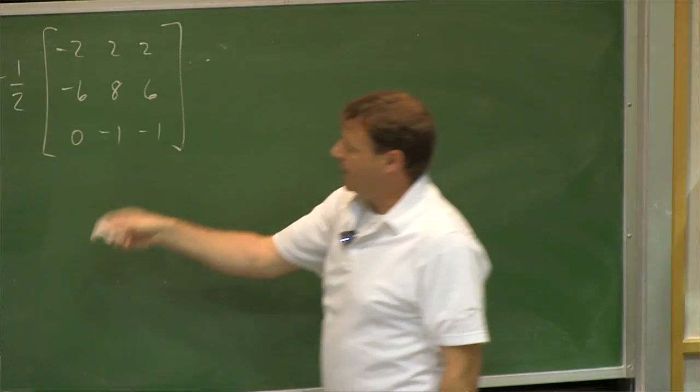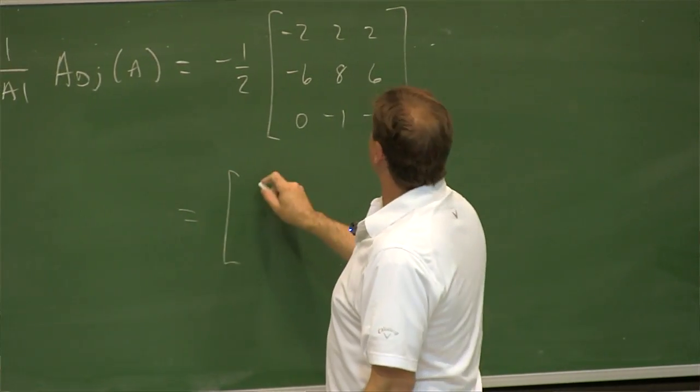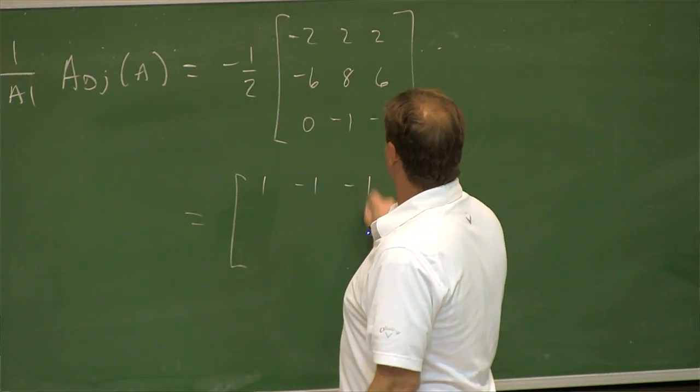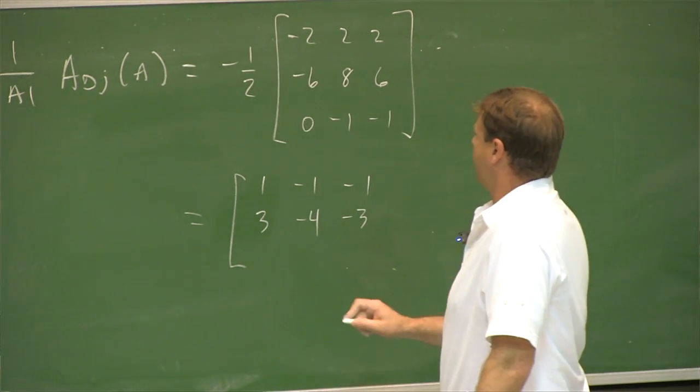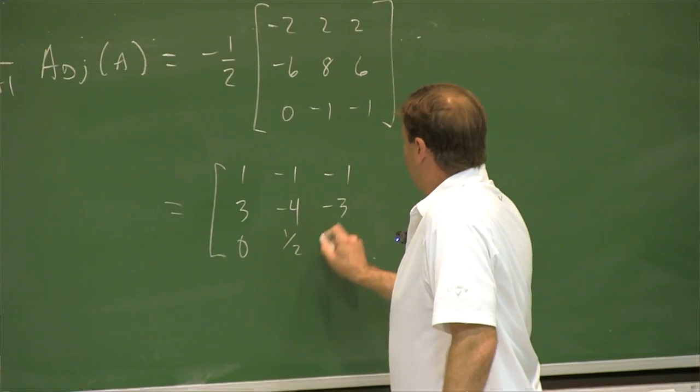And then we can incorporate the negative 1/2. I have a 1, negative 1, negative 1, 3, negative 4, negative 3, 0, 1/2, 1/2.